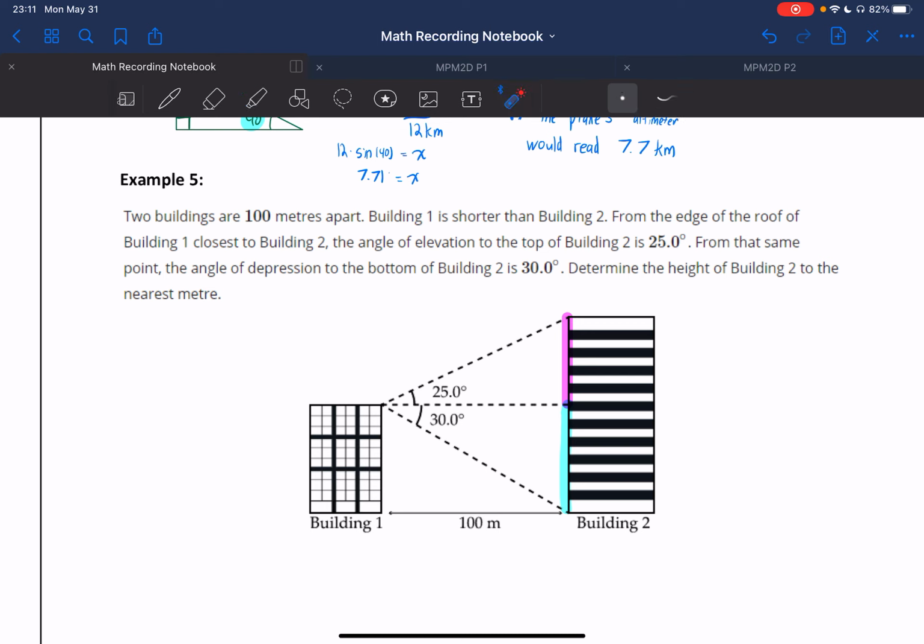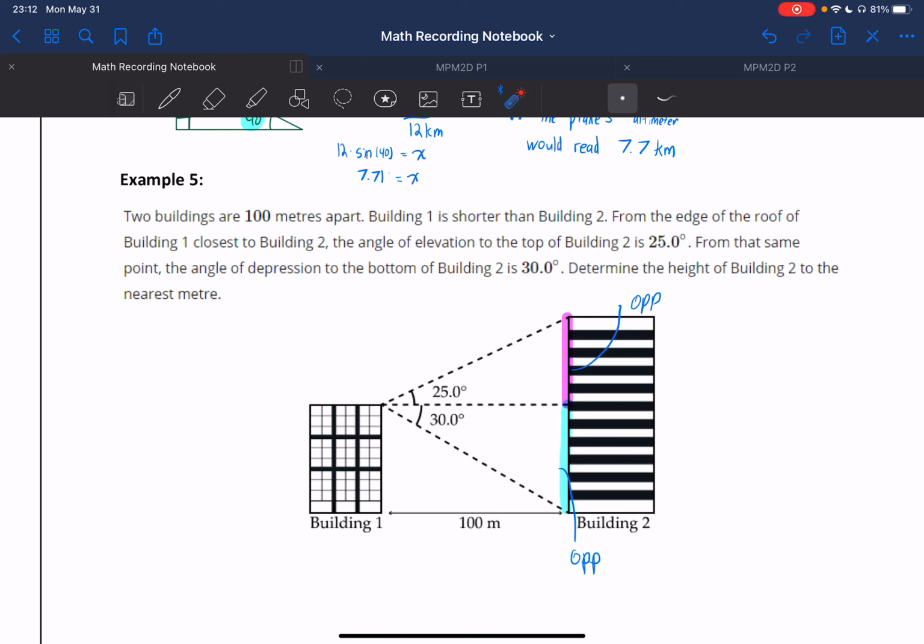So what that means is we need to find the opposite side of both of these angles. So we have opposite and opposite. So that's what we're trying to find. We're trying to find opposite and opposite. Okay.